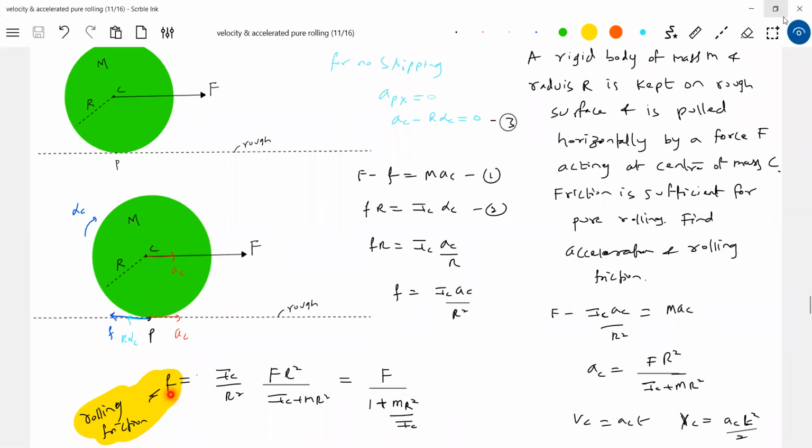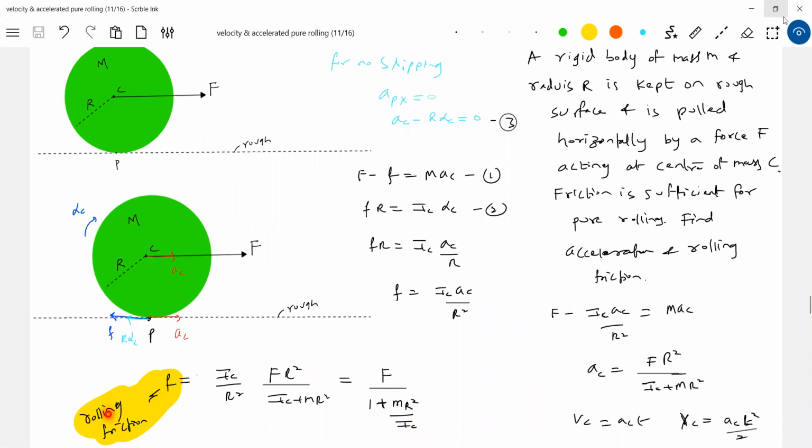This particular friction depends also on the distribution of mass. What is I_C? Moment of inertia, distribution of mass. But we know static friction is independent of distribution of mass, shape of the body. Am I right? In the friction chapter, we never bothered about the shape of the body. Here what happened? The shape of the body also matters a lot. So therefore, this is a rolling friction.